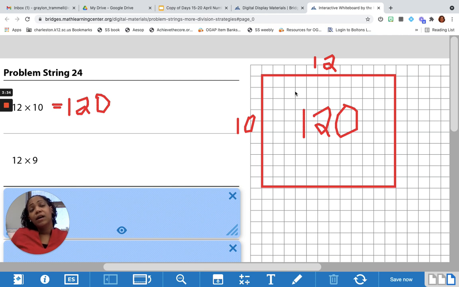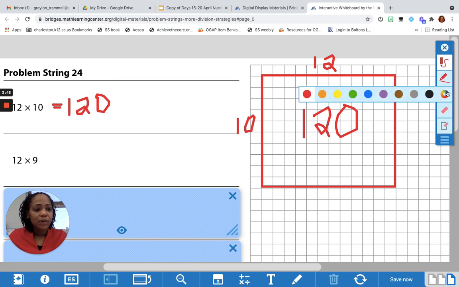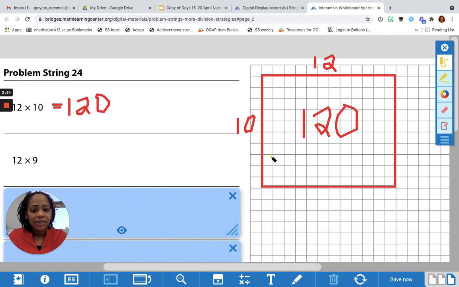And that means I have 10 groups of 12. So now if I'm doing 12 times 9, I only need 9 groups of 12. So I can subtract one of those groups of 12, which would make it look like this. I'm going to change my colors here so you can see what's happening. Instead of having 10 times 12, I now have 9 times 12. So here's my 9. And I still have 12 going this way. I could say that this is 1, but I'm not considering that right now. But I know that 1 times 12 is 12.